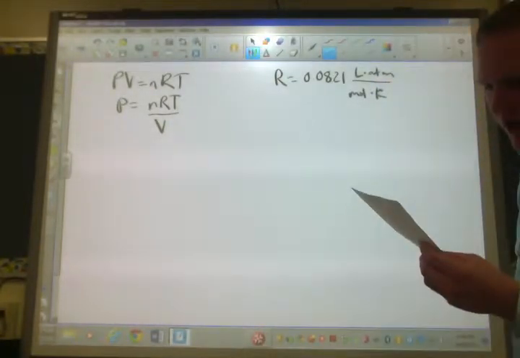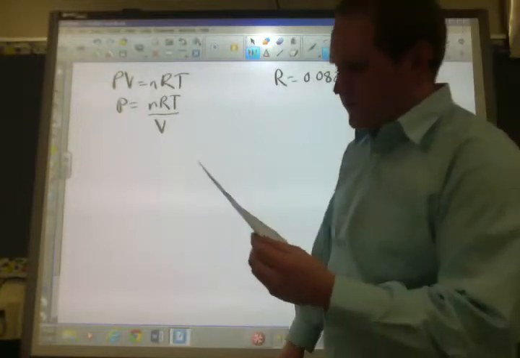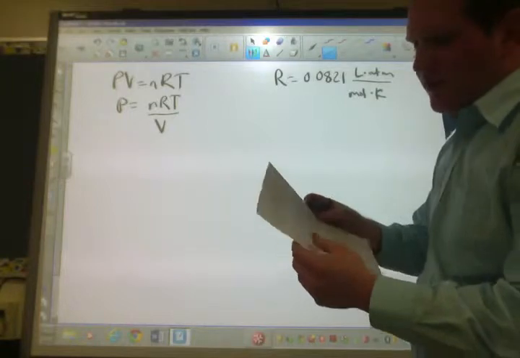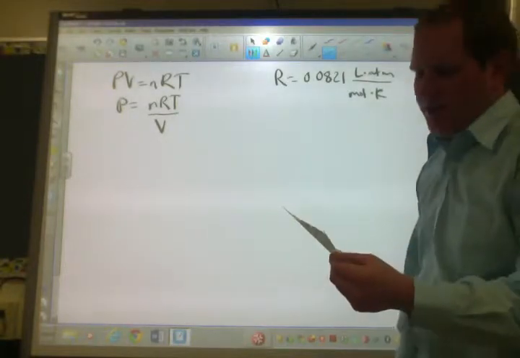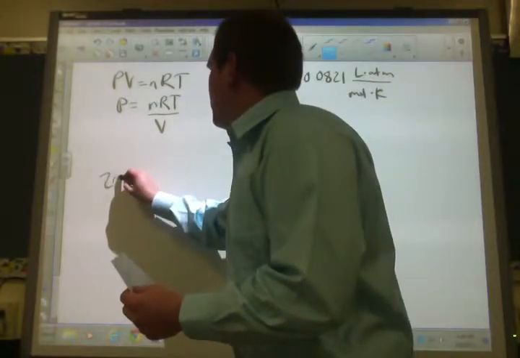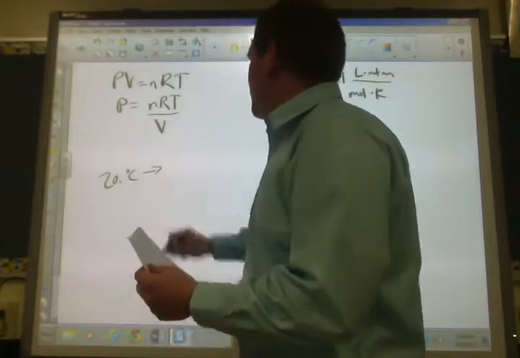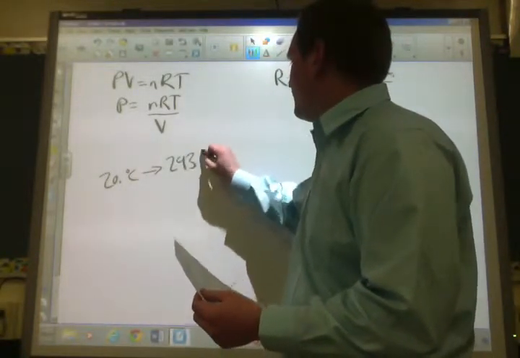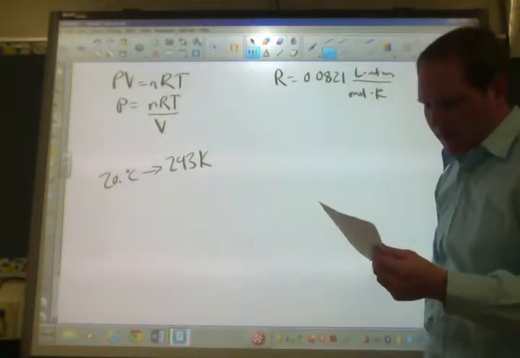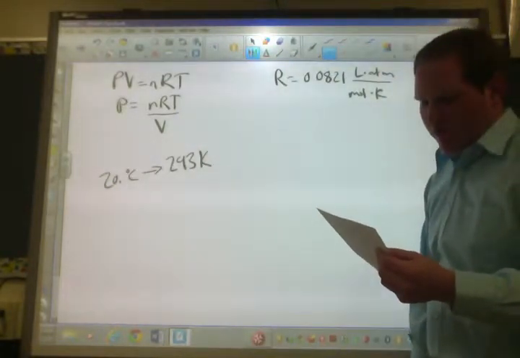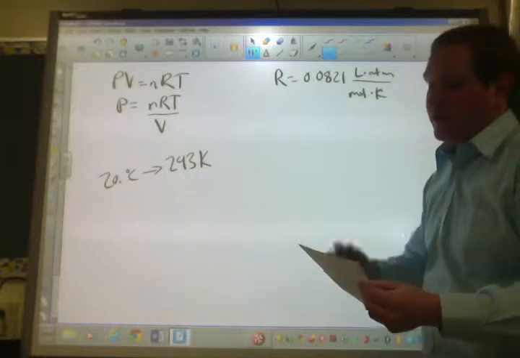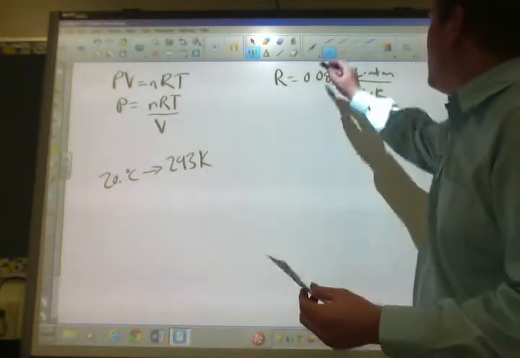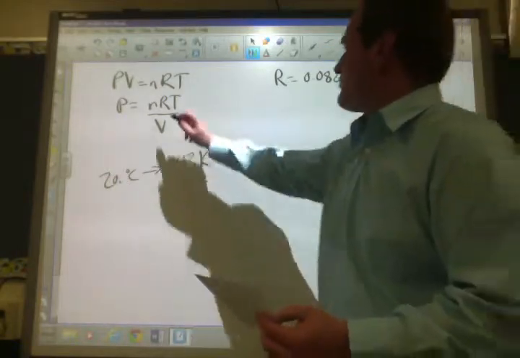Okay, so let's see. Moles were good. Temperature, I'm given 20 degrees. We need to convert that to Kelvin. 20 degrees Celsius, add 273, we'll call this 293 Kelvin. So now we're ready to plug that in. For volume, I give you 1250 milliliters. We need to convert that to liters, so that's just going to be 1.25 liters.